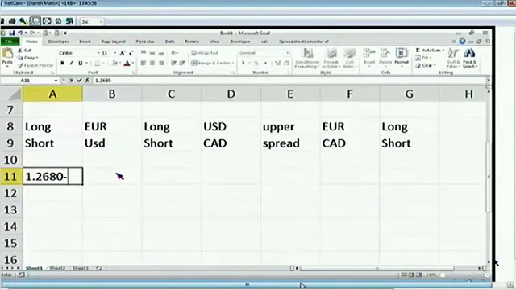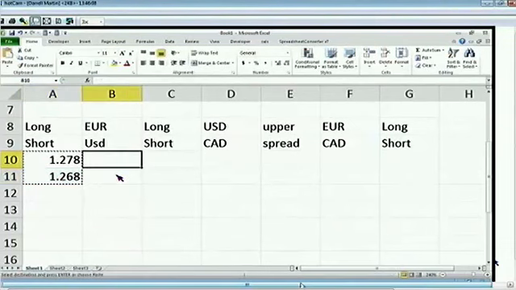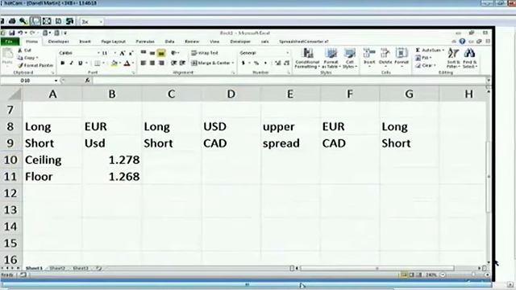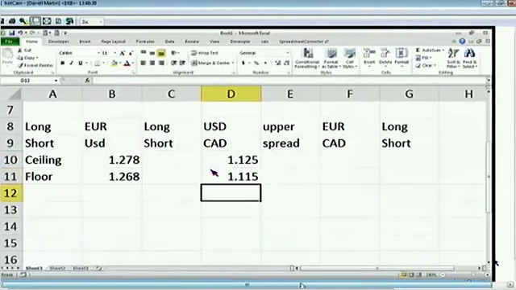1.2680, and we got that, so that's our floor, 1.2780. All right, so we got that right there. Oh, this is our ceiling. Oh, this is our floor. Then our dollar CAD. We're going in and we're buying this at 1.1250. And below that, we got 1.1150. Okay?